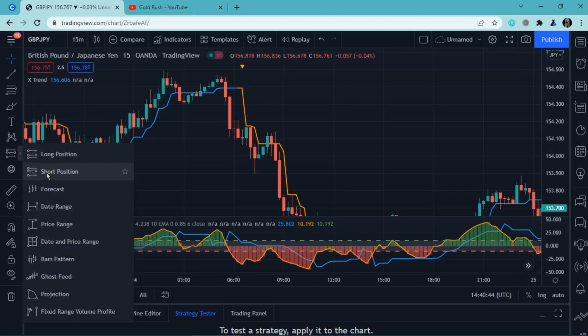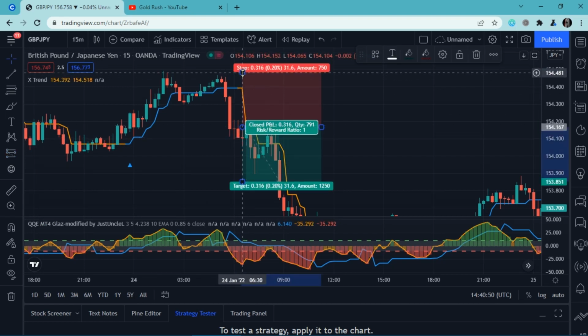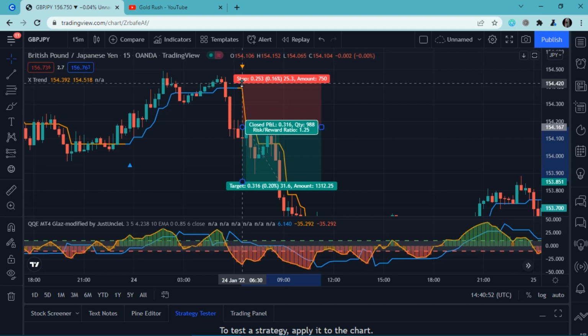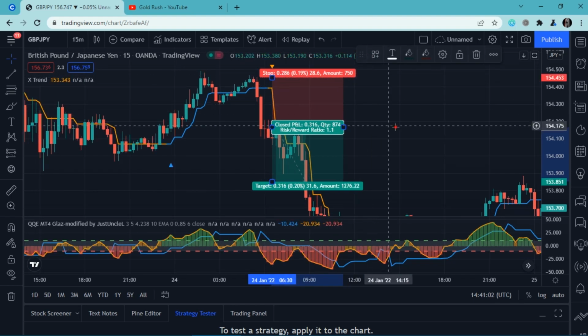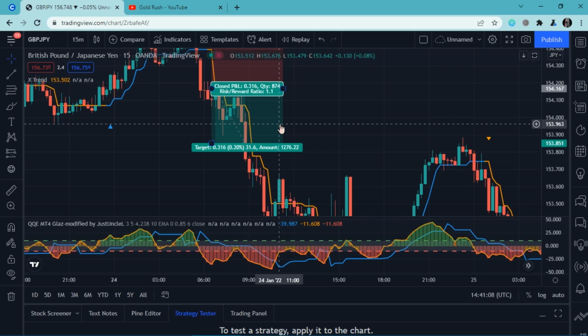So basically we're going for a short position right here. This is the sell signal. This is where you enter right up here. Your stop loss will be probably a few pips above the X trend indicator, somewhere right here. And your risk to reward ratio is 1:2. Very beautiful risk to reward ratio.